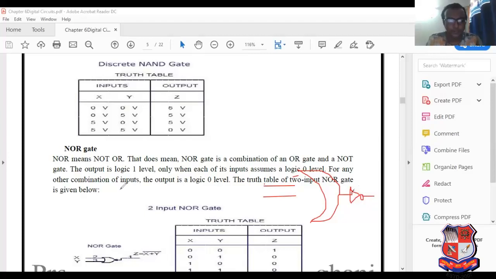OR, I have written the text here: OR plus NOT equal to NOR. So it is the combination of OR plus NOT.